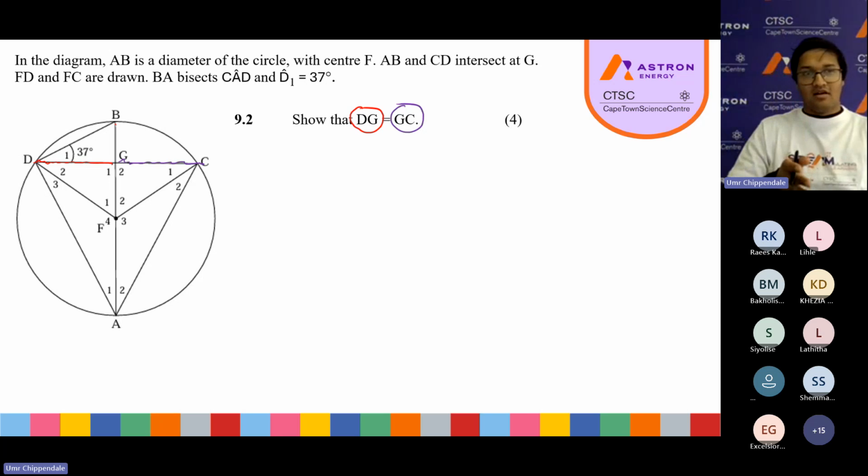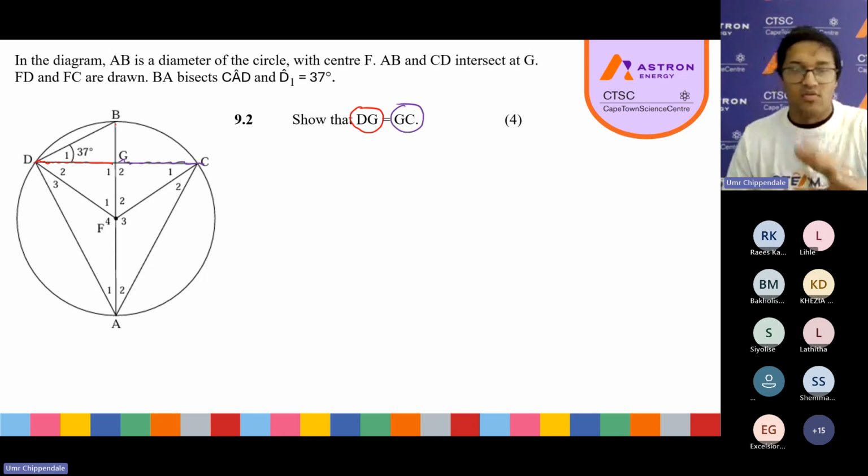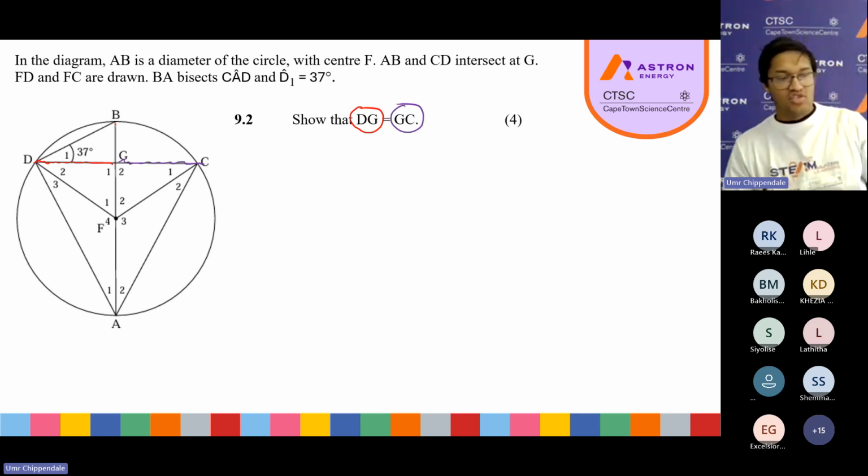Even though it's cut like that, they didn't say it's cut at the midpoint, or that it has bisected the lines or is perpendicular or anything. All they are saying now is we need to show that DG is equal to GC.